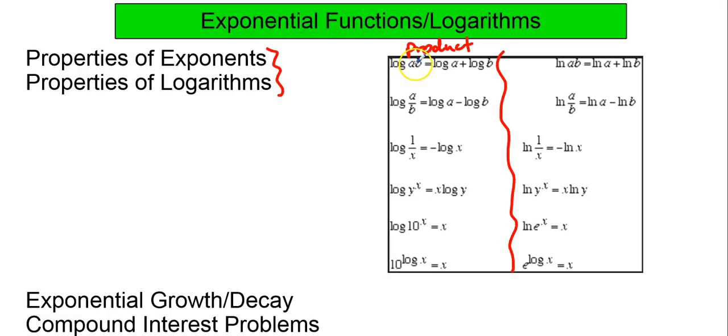So first, looking at the product, log of A times B, you can split that into the sum of two different logs. The quotient, log of A divided by B, you can split that into the difference of two logs. This property I don't think we talked a whole lot about, but this guy right here, this is where your exponent, if you have the exponent on the argument in the logarithm, you can move it out in front.